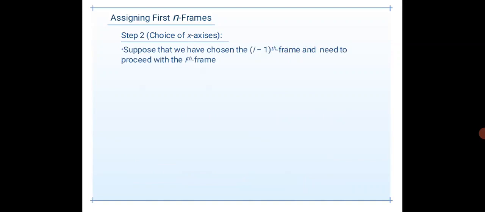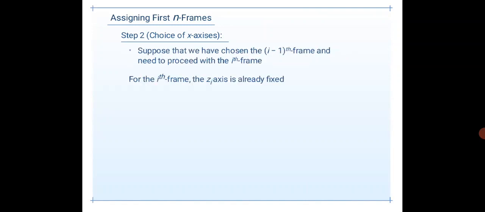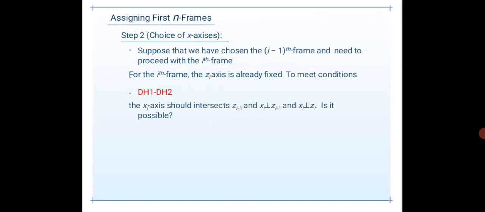Step 2. This is the choice of x-axis. Suppose we have chosen the (i-1)th frame and we need to proceed with the ith frame. For the ith frame, the z-axis is already fixed. Of course, we know the z-axis is already fixed.